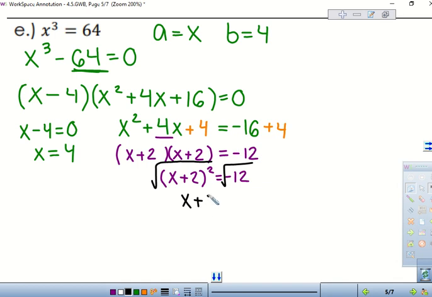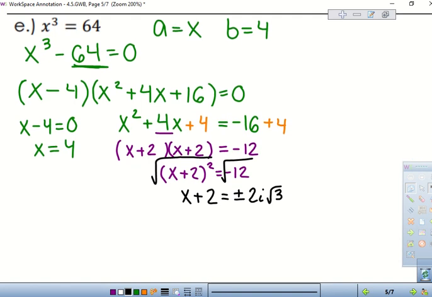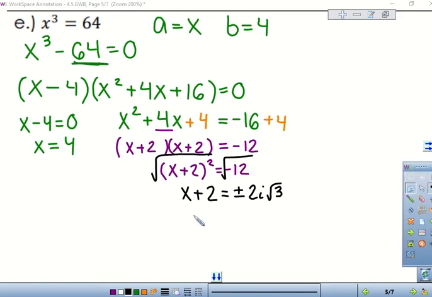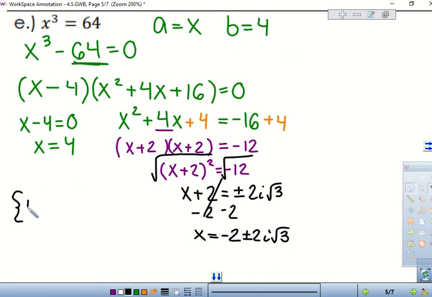This gives me x plus 2 equals plus or minus 2i radical 3. We did that one earlier. Okay, so what's my final step to get x by itself? Subtract. Very good. So this gives me x equals negative 2 plus or minus 2i radical 3. When you go to write your final answer, it's going to be the 4 that you got originally, and then negative 2 plus or minus 2i radical 3.